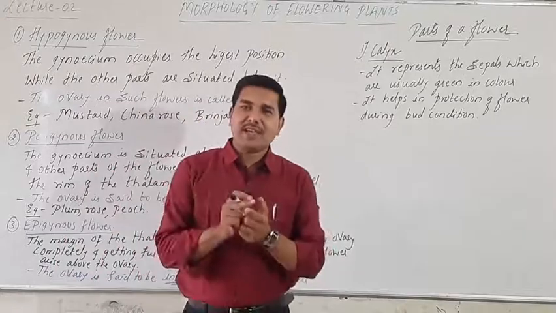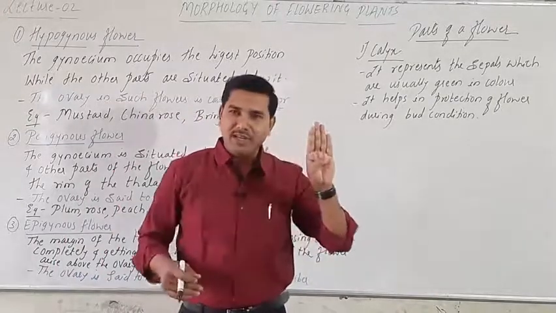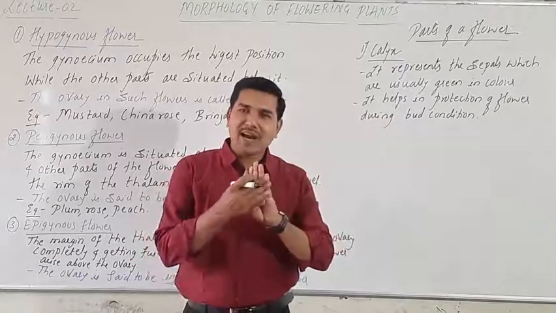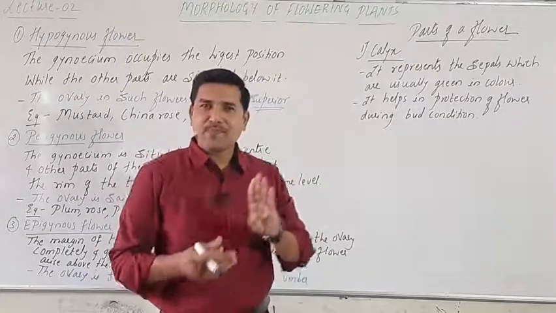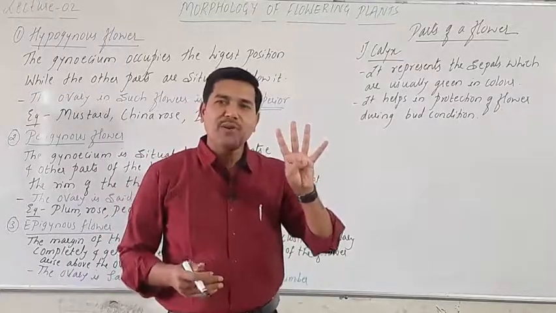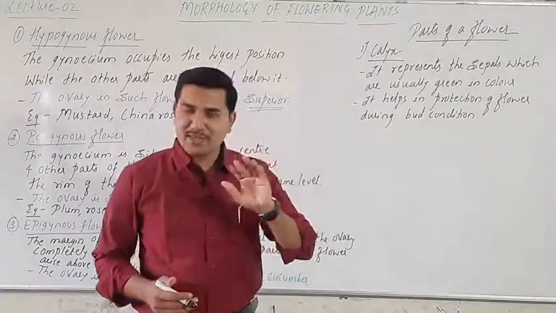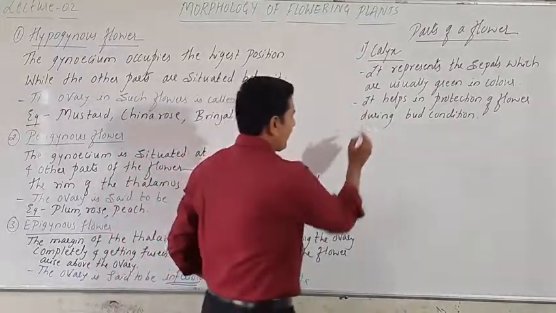These calyx may be free or they might be fused. Here we use two terms. Suppose if the calyx are fused, we call it gamosepalous, and if the calyx are free, we call the term what? Polysepalous. So we call them gamosepalous and polysepalous, right.